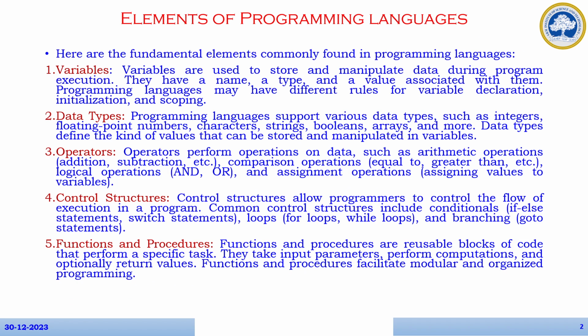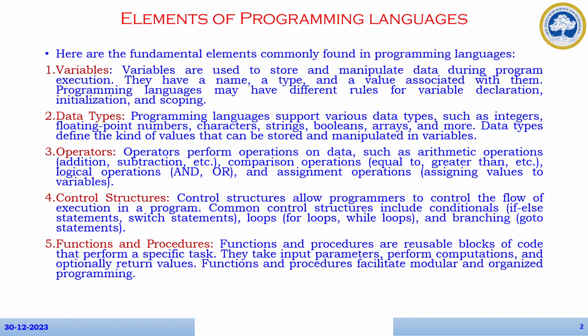What is a variable? Variables are used to store and manipulate data during program execution. They have a name, type and value associated with them. Programming languages may have different rules for variable declaration, initialization and scoping. The second element is data types. Programming languages support various types of data like integers, floating point numbers, characters, strings, booleans, arrays and more. Data types define the kind of values that can be stored and manipulated in variables.